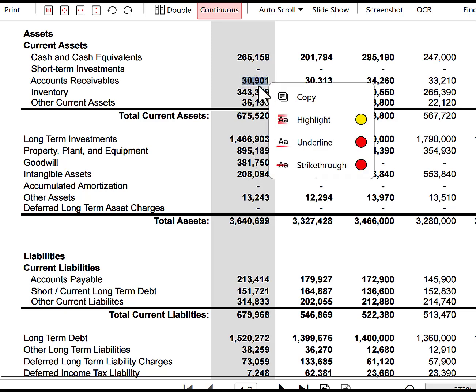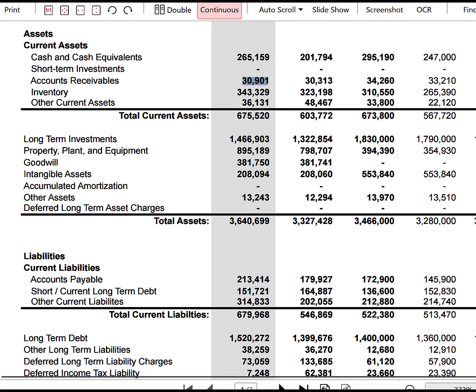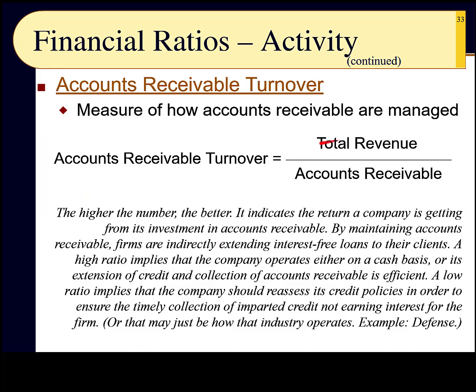And so that's a pretty small number, right? They don't really do a lot of business-to-business work. They do mostly business with consumers who pay immediately. And so taking the total revenue divided by the accounts receivable, we get a huge number, right? 249. So 249 times every year, the accounts receivable turns over. Pretty darn good. It's because that's the way Sprouts works. They deal with the public more than they deal with other businesses.